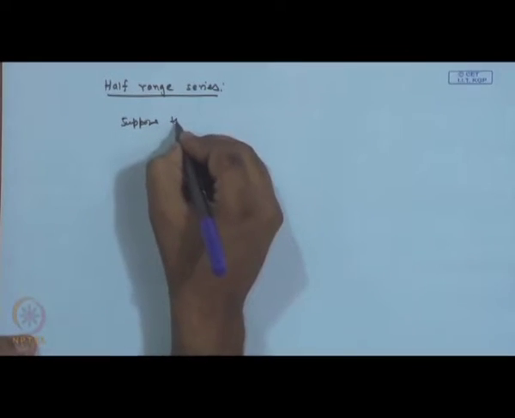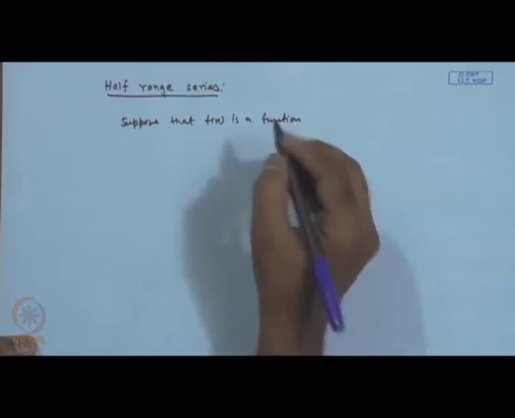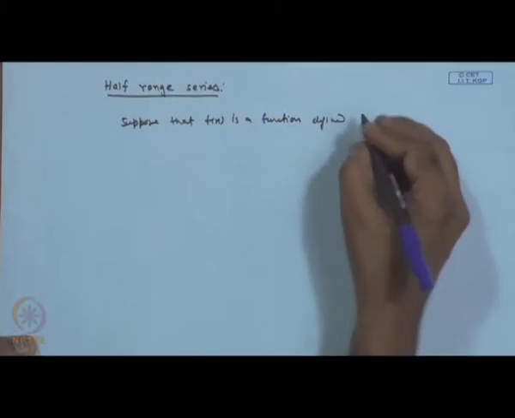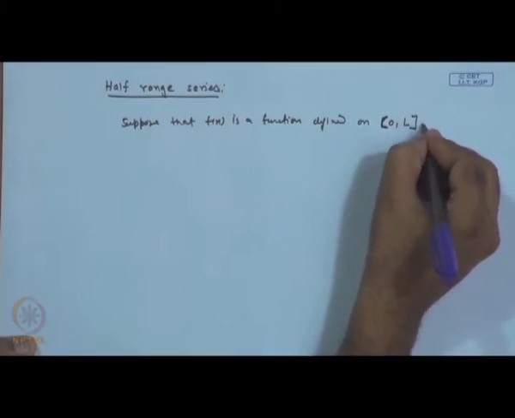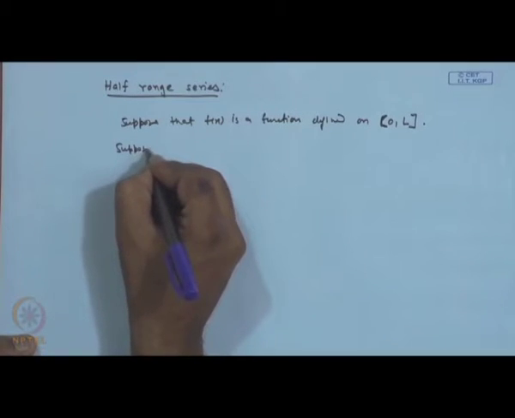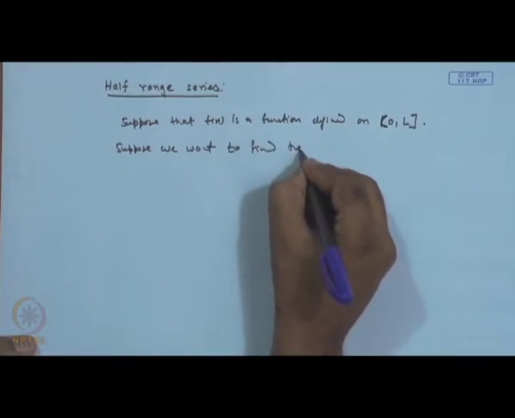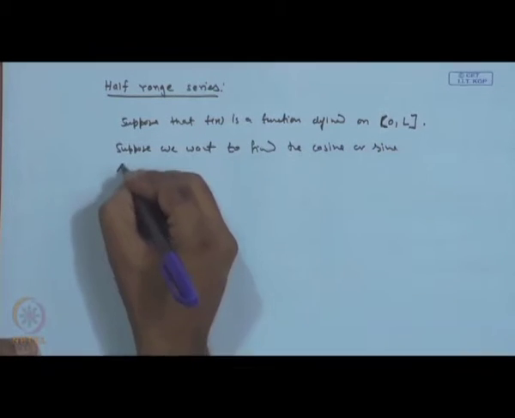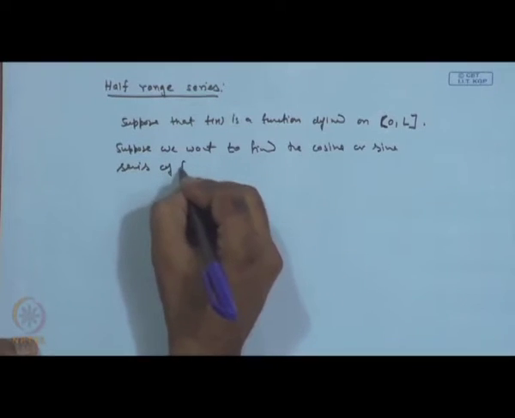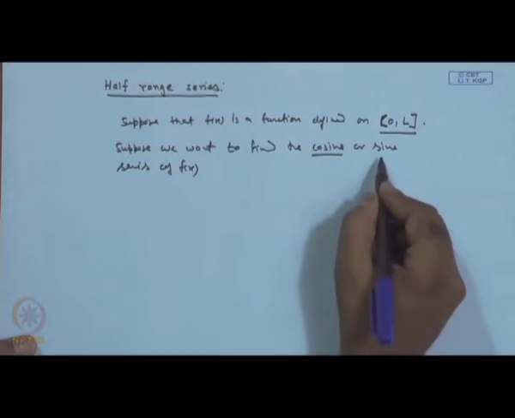Suppose that this f(x) is a function defined on 0 to L, and also we want to find the cosine or sine series of f(x). So f(x) is defined in some interval, and our aim is to have either cosine series or sine series of that function.